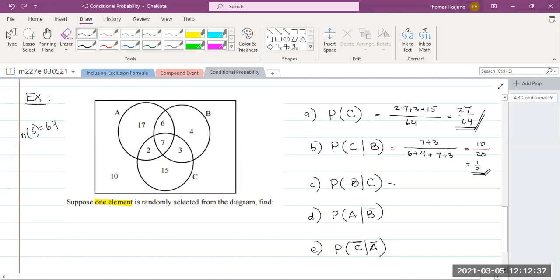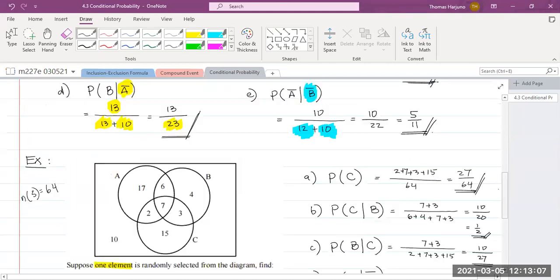Now, how about the probability of getting an element in B knowing that the element is in C? 2 plus 7 plus 3 plus 15. They are 27. We counted earlier, there are 27 elements in C. Of these 27, how many of them are in B? 7 plus 3, so there are 10. The probability is 10 out of 27.